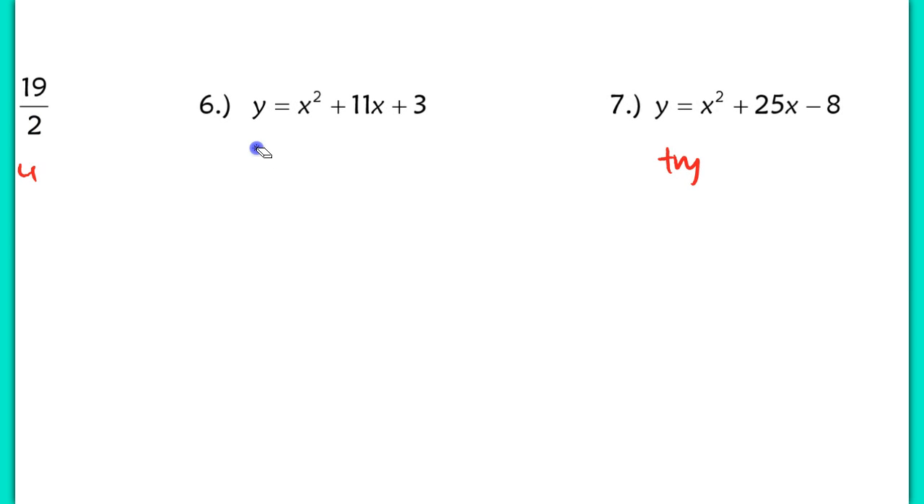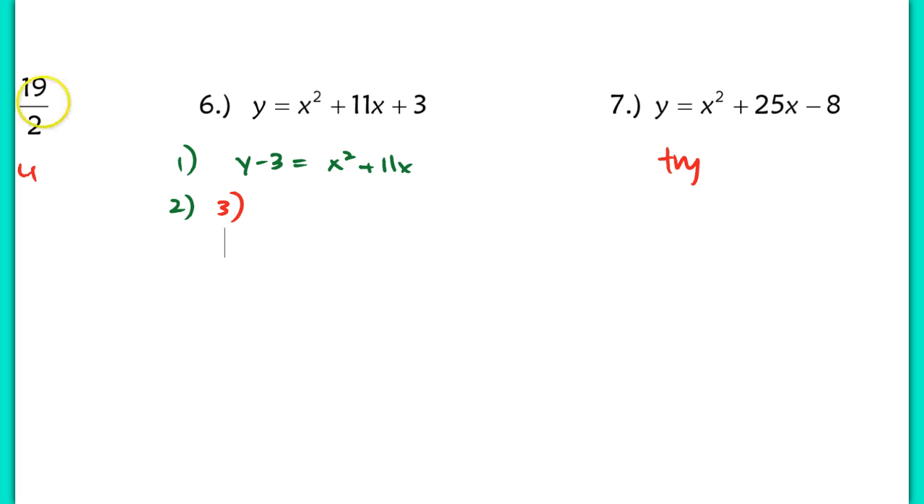Okay, in number 6, I'm going to subtract the 3 to the other side. And I have y minus 3 equals x squared plus 11x. Now, that's step 1. So now step 2 says to factor out the lead coefficient. Well, the lead coefficient here happens to just be a 1. And if I factor out the 1, I'm still left with x squared plus 11x. So really, for step 2, you don't have to work on that one at all. So we can skip ahead now to step 3.